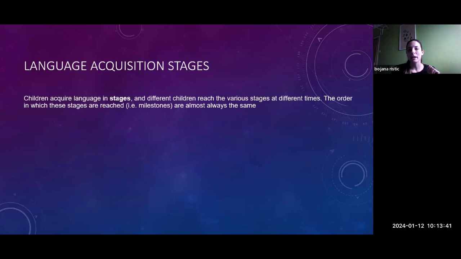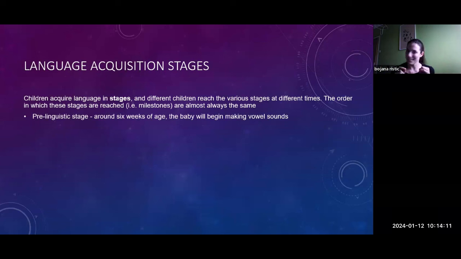First one is the pre-linguistic stage. And this already starts from birth. This is before any syllables are made. And at this point, when the child is born, the first 6 months or so, the baby is just playing with the speech apparatus, right? Making some vowel sounds. It's usually always the same sounds, something like ah, that's much easier, it's simply easier to pronounce.